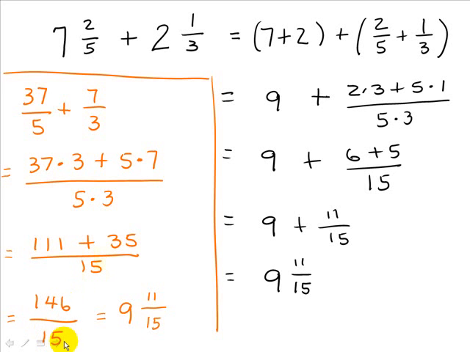Now we need to reduce that, or change it back into a mixed number. I chose changing it into a mixed number to see if I'm actually going to get 9 and 11/15. And sure enough, 9 times 15 is 135, and 135 from 146 is 11/15. So you get the same answer, 9 and 11/15.